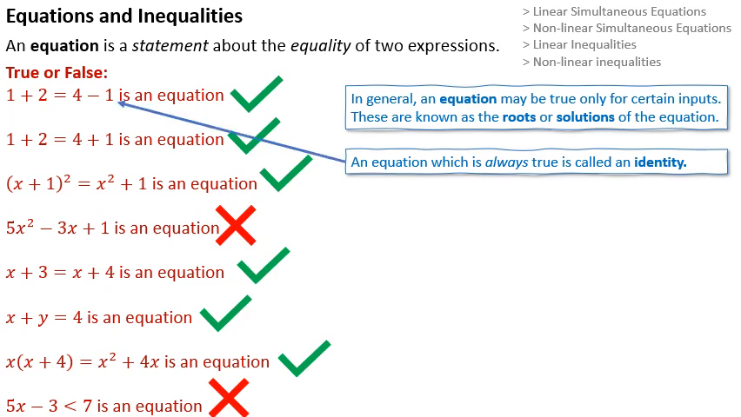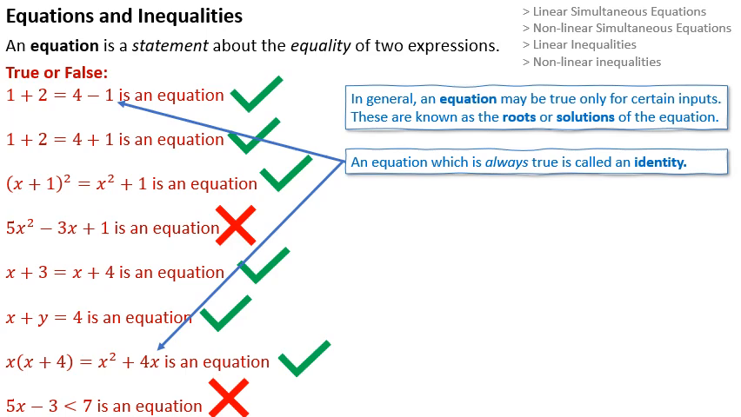This one is a good example of an identity because the left-hand side and the right-hand side are always the same. And this one is a more useful example of an identity because it's one that you will make use of every time you expand brackets or factorize things. You're making use of an identity.